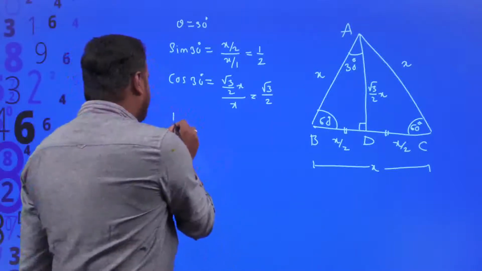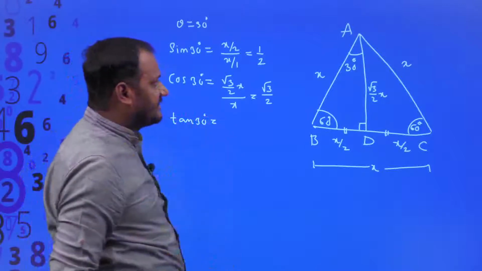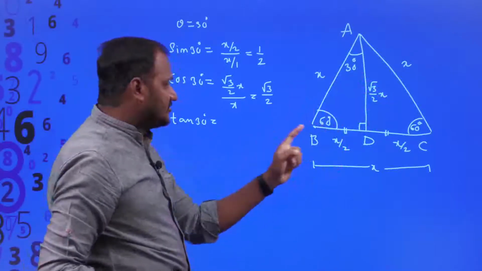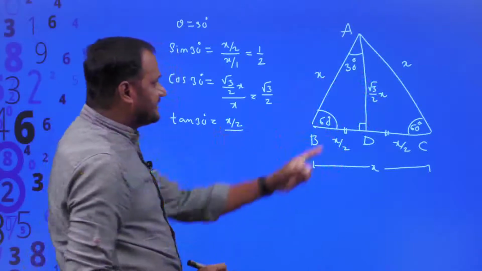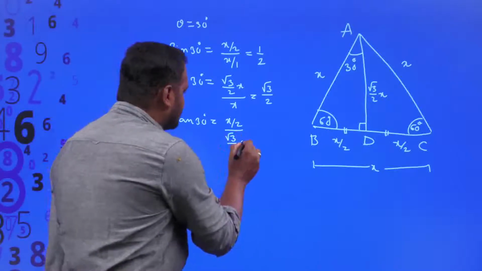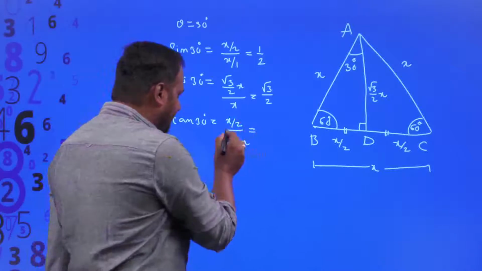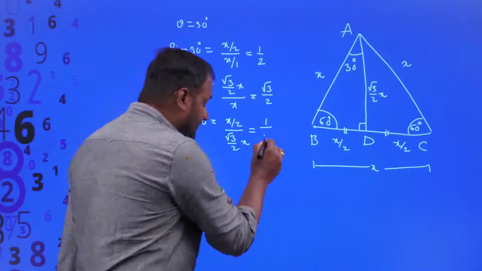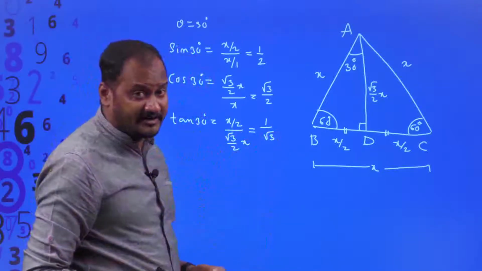Now, coming to tan. So, tan 30 degrees is equal to, what is the definition of tan theta? Side opposite to theta divided by side adjacent to theta. So, side opposite to theta here is x divided by 2 divided by side adjacent to theta, which is root 3 by 2 times x. When you cancel x by 2, then you are left with 1 in the numerator, whereas the denominator is going to be root 3. So, the value of tan 30 degrees is equal to 1 divided by root 3.